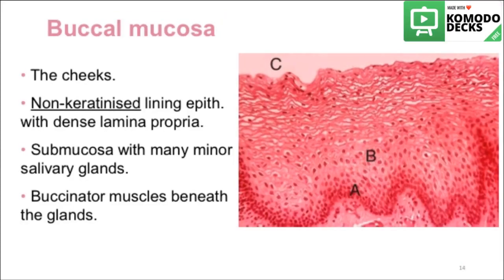Moving to the buccal mucosa, which is the cheeks, it is a non-keratinized lining epithelium, which means it has three layers: superficial, intermediate, and basal. We have a submucosa with minor salivary glands and the buccinator muscle underneath.